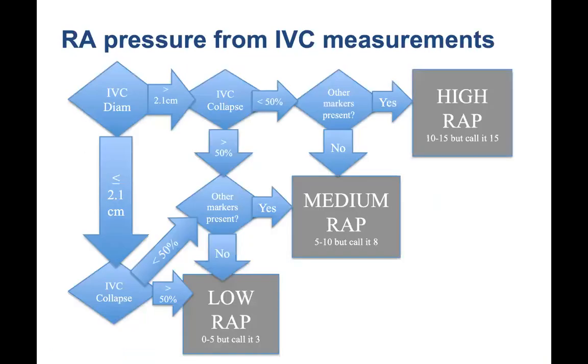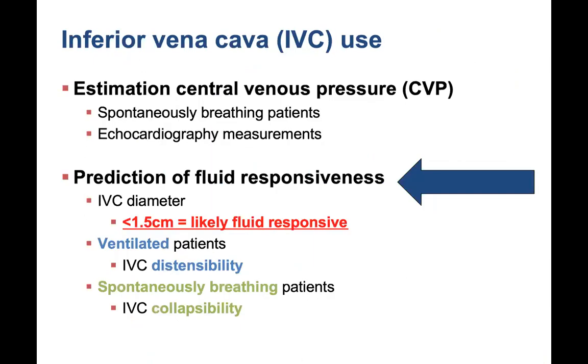This is just, again, a nice chart that shows the same thing. We start with the diameter. If it's greater than 2.1 and it doesn't collapse, okay, it's got a high CVP, we'll call it 15. If it's small and it does collapse more than 50%, okay, low, we'll call it 3. And then if you're any mix of the two, you're going to end up here in the middle, medium right atrial pressure, we'll call it 8.